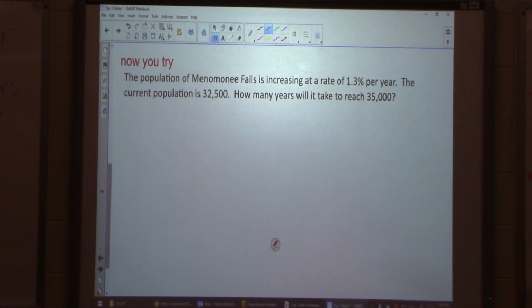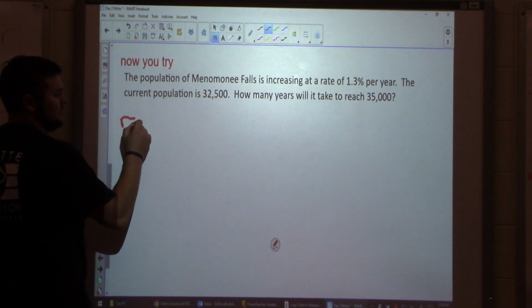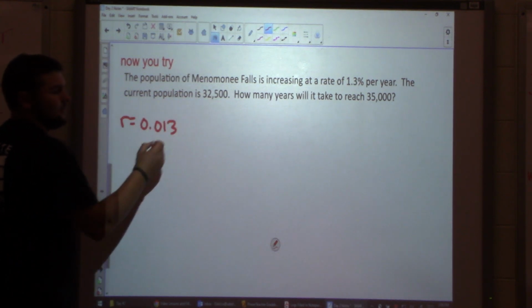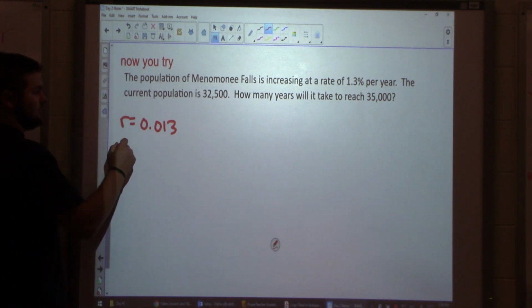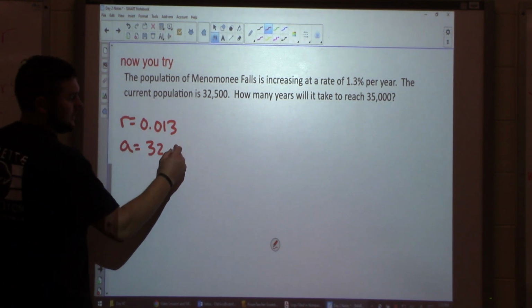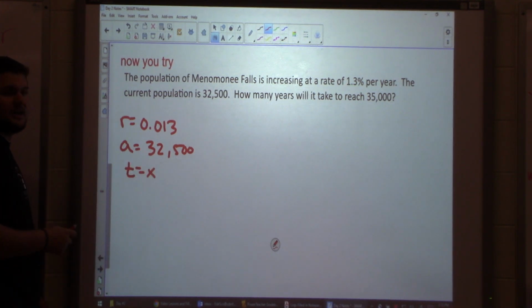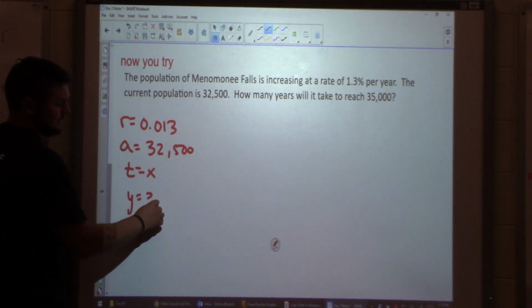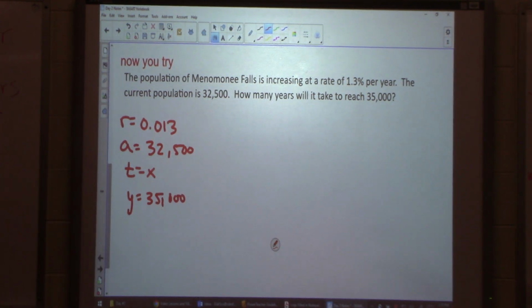No. Alright, so let's go through it then. Population increases at the rate of 1.3% per year. So my rate should be 0.013. Current population, 32,500. How many years will it take to reach 35,000? 5.7. So, what type of formula am I using here?